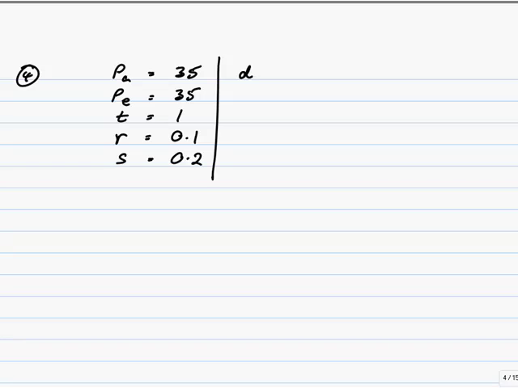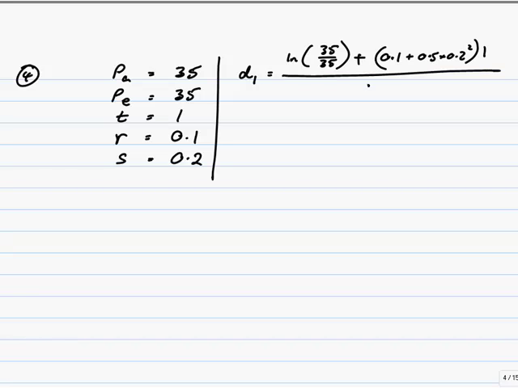D1 and D2 first. So D1, back to the formula sheet. D1 is the messy one. It's ln PA over PE. So 35 divided by 35 plus R plus 0.5S squared, so R 0.1 plus 0.5 times 0.2 squared, times T. T is 1. Divided by S 0.2, the square root of T, the square root of 1.